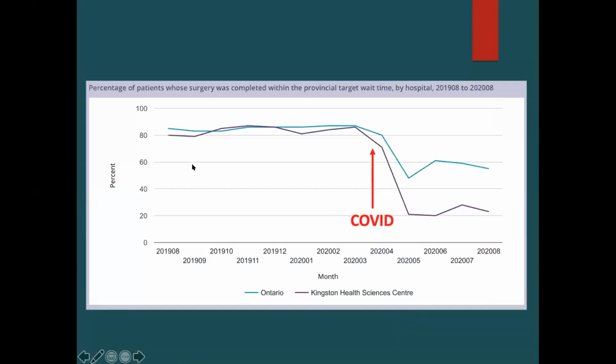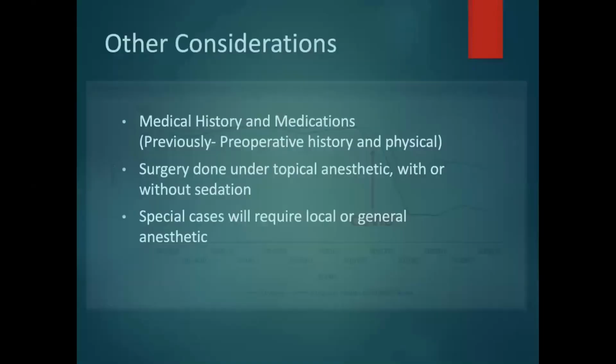And so this is what you can see here. This is the percentage of patients whose surgery was completed within the provincial target wait times. And most of our patients were, 80% were. COVID hit, and now we're down to about 20%. So how are we going to make that up? I have no idea. We were already operating at, I would say, almost more than 100% capacity. And so even if we got to that level, we're still going to be behind the 8 ball.